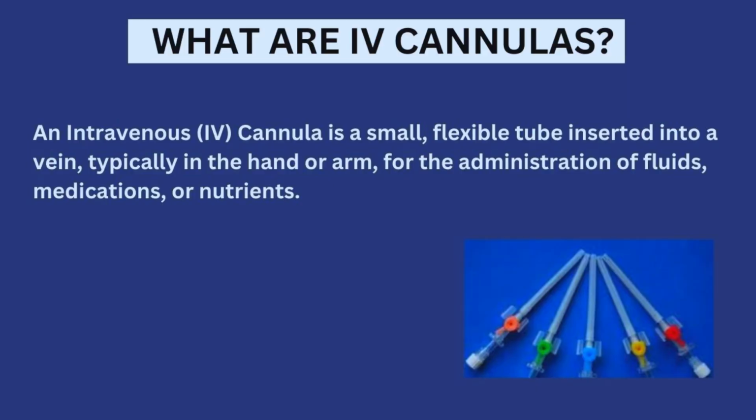Intravenous cannulas are small, flexible tubes that are inserted into the vein. It is very common to find these cannulas in the hand or arm of a patient, but that is not only where they are inserted. It could be inserted into other parts of the body based on why they are inserting the cannula or when the veins of the hands are not accessible. And they are inserted for administration of fluids, medications, or nutrients.